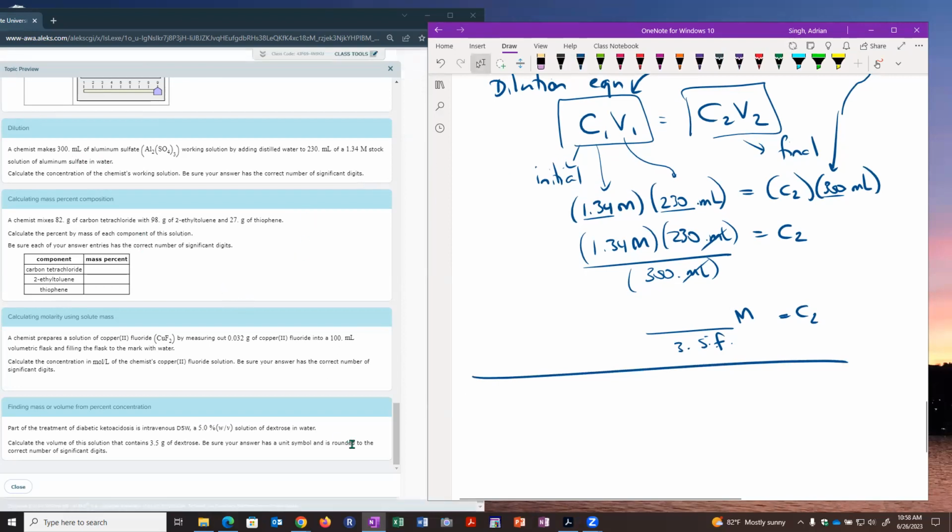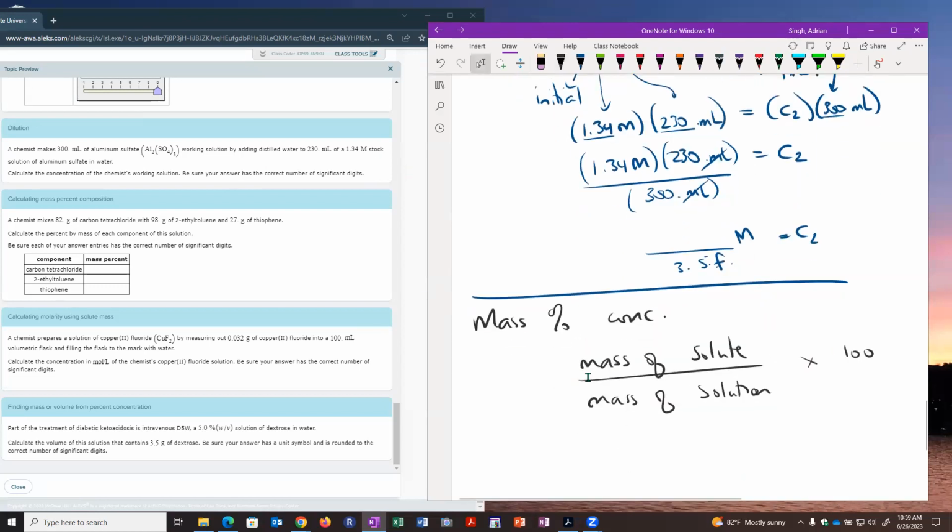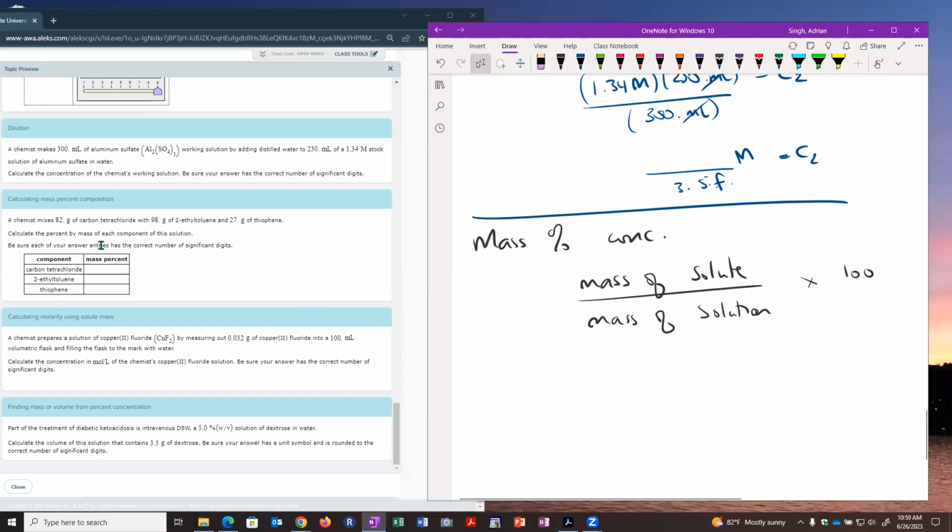The next one we're looking at here is calculating the mass percent composition. All right, so remember now, mass percent is another unit of concentration, and this is simply the mass of the solute over the mass of the solution. And if it's a percentage, you're going to multiply that ratio by 100. So we need to figure out what the mass of the solute, what the mass of the solution is.